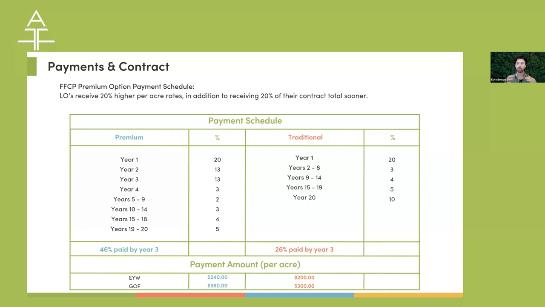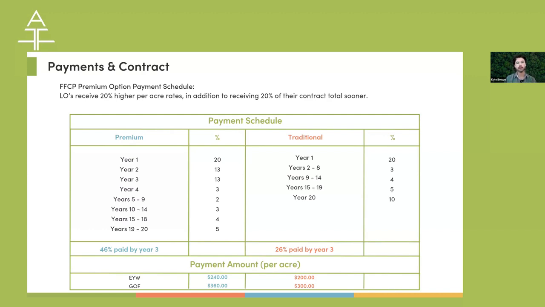So the way that our program works, we pay landowners more upfront. Those payments taper off in the interim years, and then towards the end of the 20-year contract, you get paid a higher percentage each year. So that all amounts to 46% of the lifetime contract amount paid by year 3 for the premium option, as compared to 26% paid by year 3 with the traditional option.